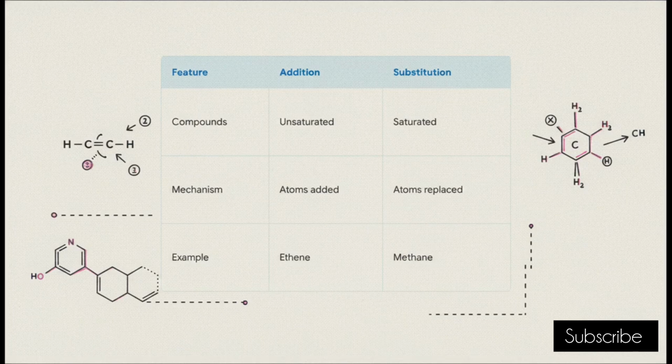So, the crucial point is, if we compare these head-to-head, addition reactions occur in unsaturated compounds where atoms are just added right in, like with ethene. Meanwhile, substitution reactions occur in saturated compounds where atoms actually have to be replaced, like with methane. It's a fundamental difference in how these molecules behave.